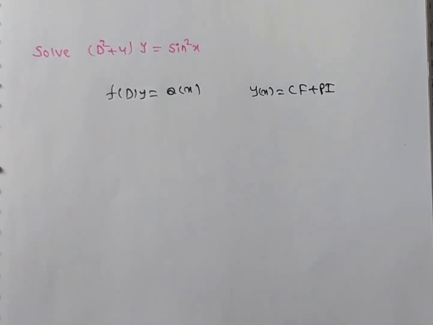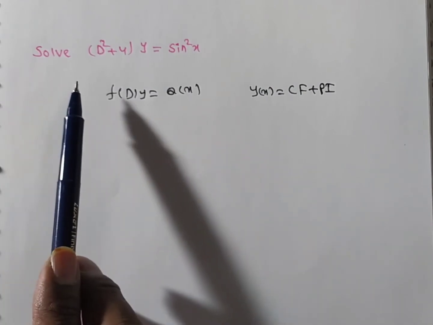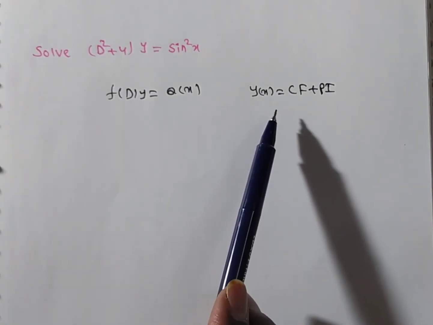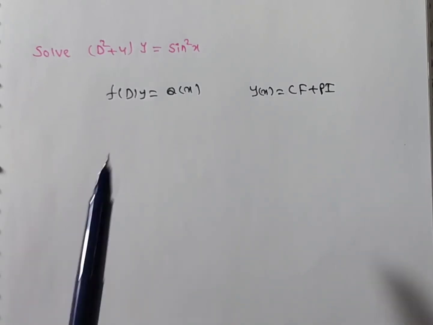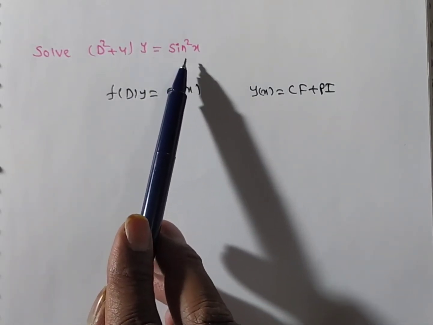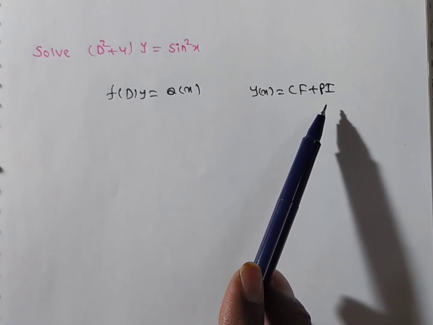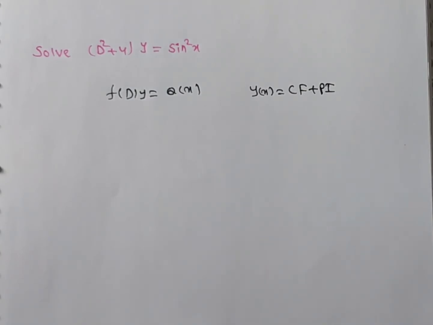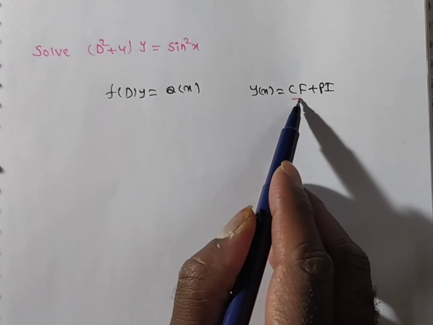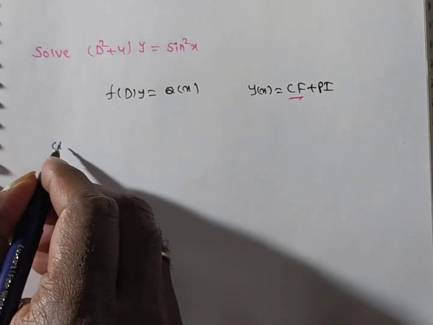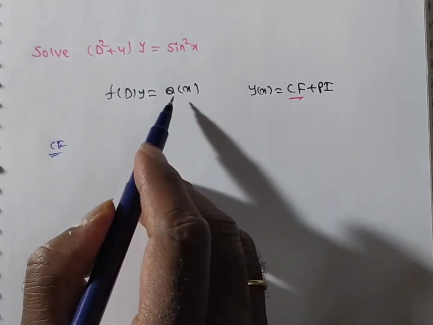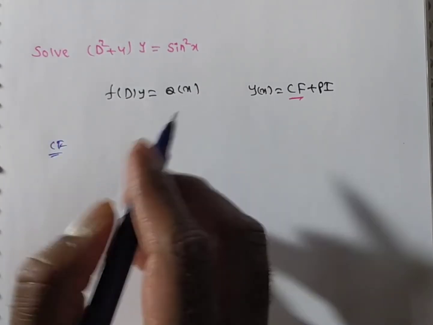So in the given problem, it says solve. Solve means we have to find the complementary function and particular integral. What is the right side part you have? Non-zero. So you can get the particular integral non-zero only, right? Now first we will find the complementary function. To find the complementary function, we have to take the right side part as 0, nothing but Q(x) = 0.